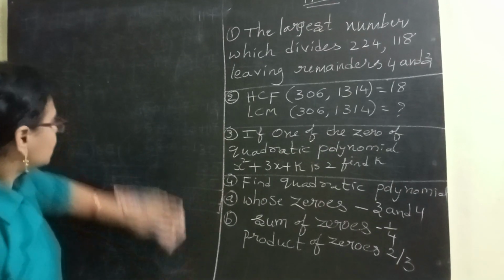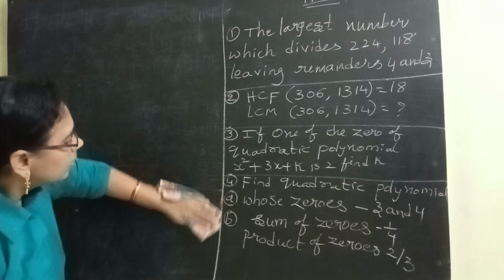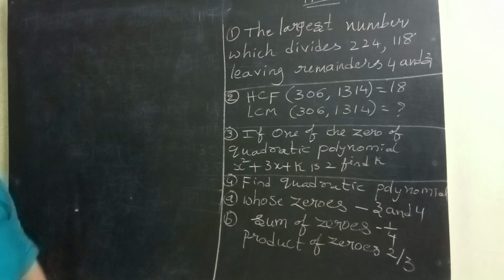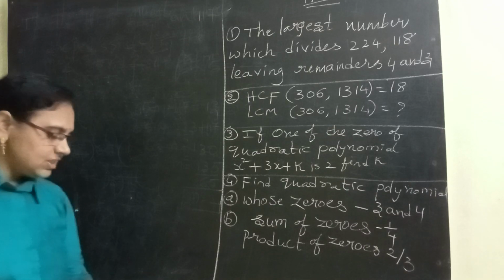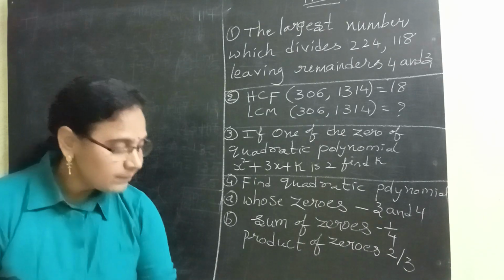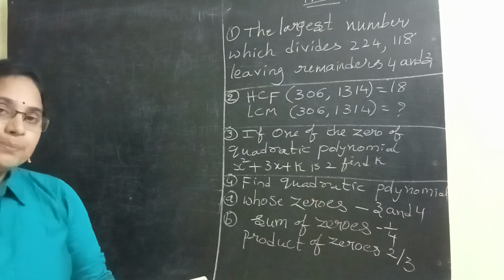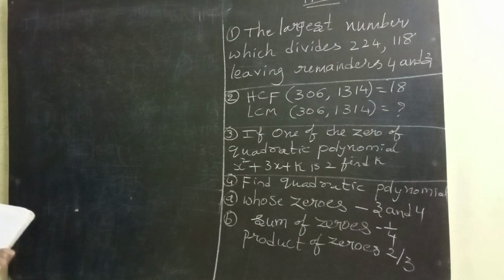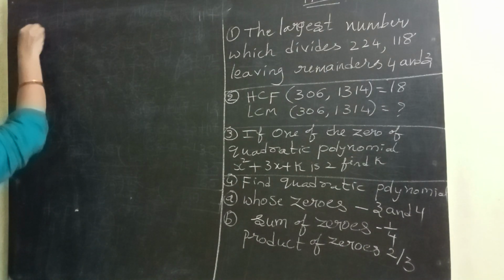HCF means most of the times you will follow the long division method only, which is easy for big numbers. Prime factorization, when he is very particular about finding by prime factorization, then you will go to that one. Otherwise, better to go with division.